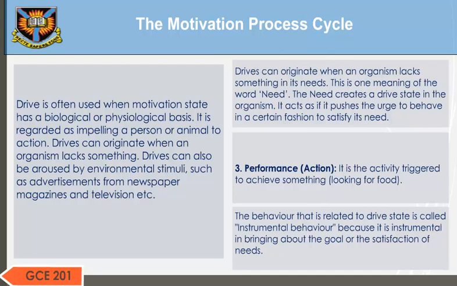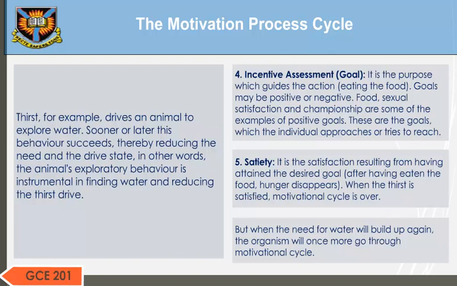3. Performance, that is action. It is the activity triggered to achieve something. Looking for food. The behavior that is related to drive state is called instrumental behavior because it is instrumental in bringing about the goal or the satisfaction of the needs. Thirst, for example, drives an animal to explore for water. Sooner or later, this behavior succeeds, thereby reducing the need and the drive state. In other words, the animal's exploratory behavior is instrumental to finding water and reducing the thirst drive.